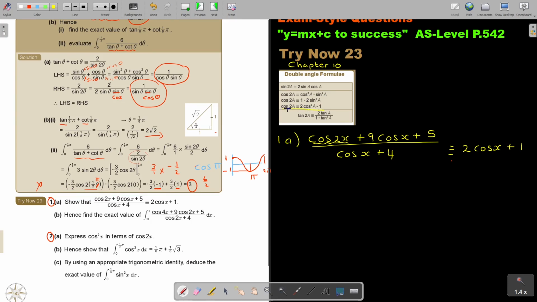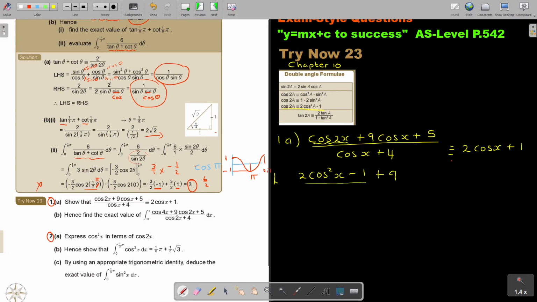Okay, it's a bit trial and error. If one is not working, then you try the other one. So in this case, I'm going to say 2 cos squared x minus 1, and I put it in that place. Can you see? And then I continue.